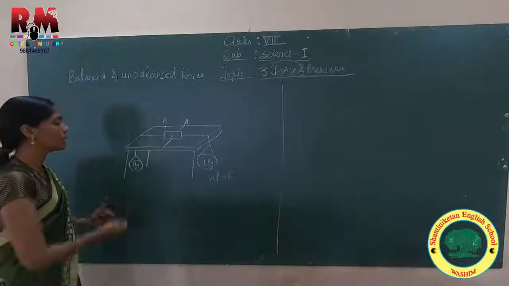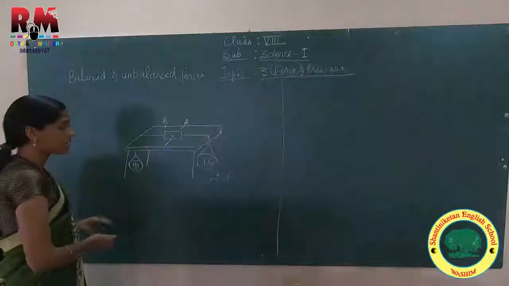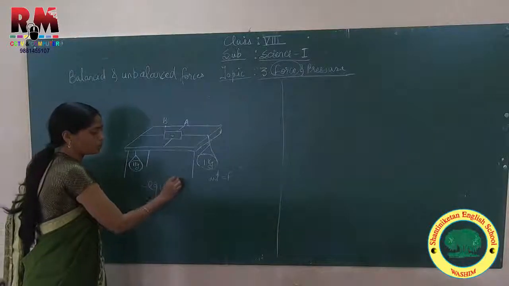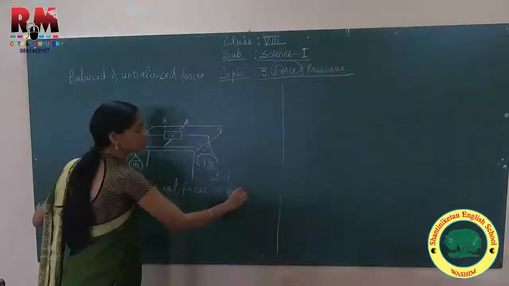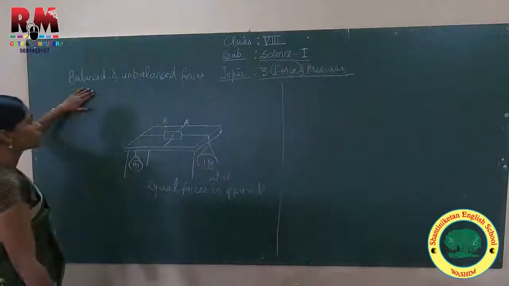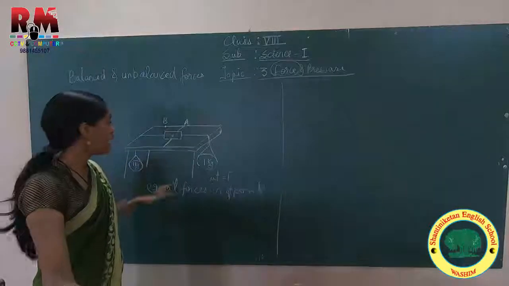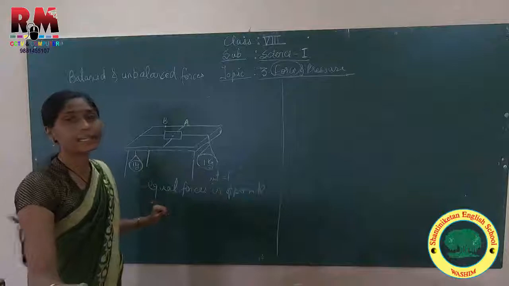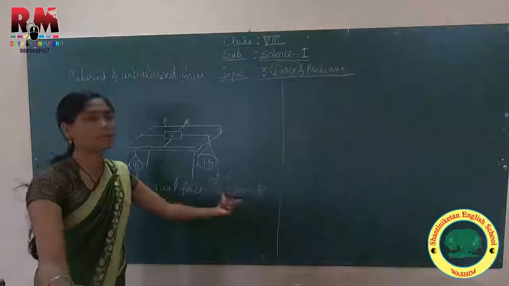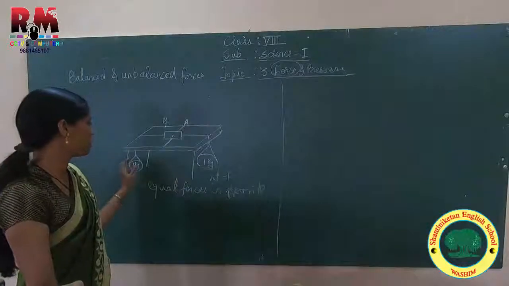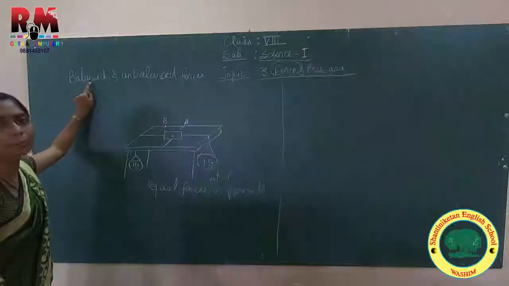Now what I did on the other pan also, when we apply 1 kg, your forces are equal. I always said when we have equal forces in opposite direction, then that force is said to be balanced force. They will balance each other, and finally we get that the net force comes to 0. So when forces are equal and applied in opposite direction, then those forces will be balanced forces.